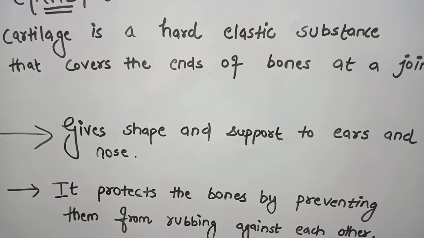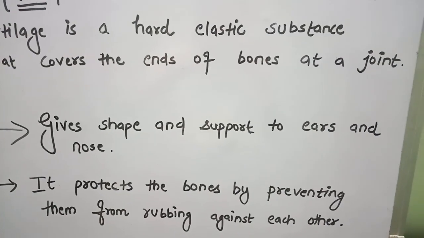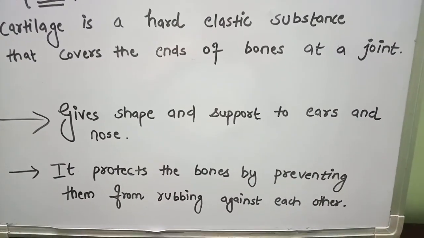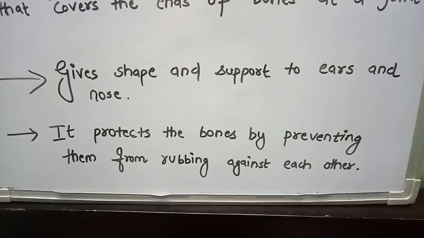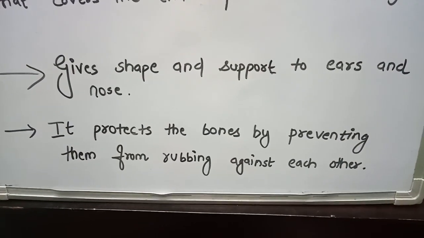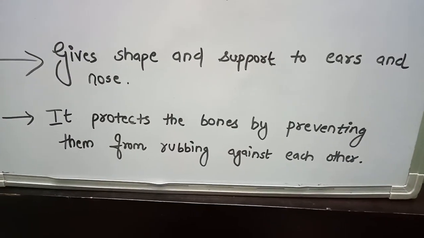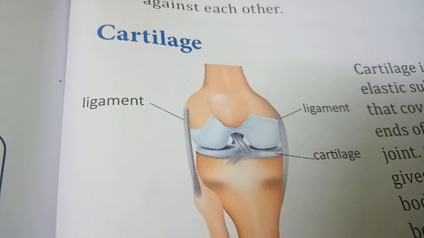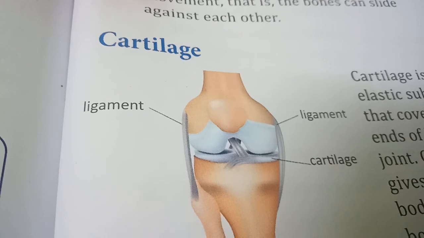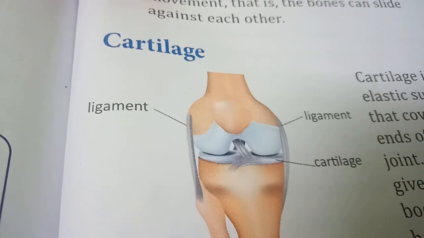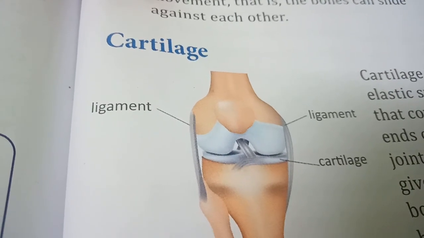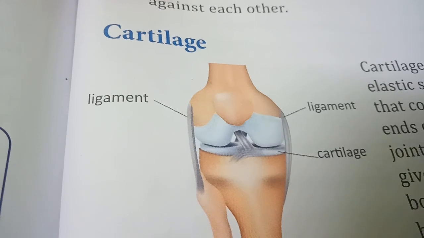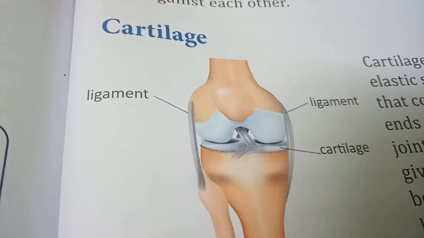Cartilage also gives shape and support to our ears and nose. As I told you just now, it protects the bones by preventing them from rubbing against each other. So, cartilage is an important structural component of the body. You must remember this.